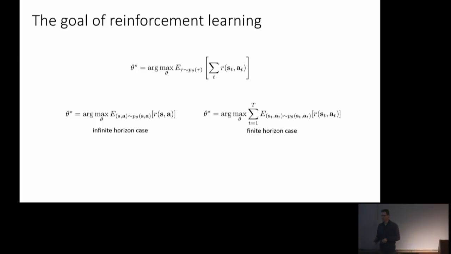OK, does anybody have any lingering questions about the objective in reinforcement learning? OK, so then let's get started with a discussion of how we can optimize this objective.